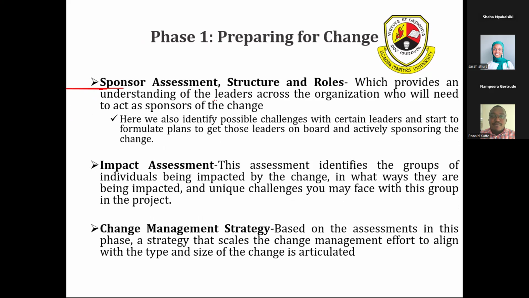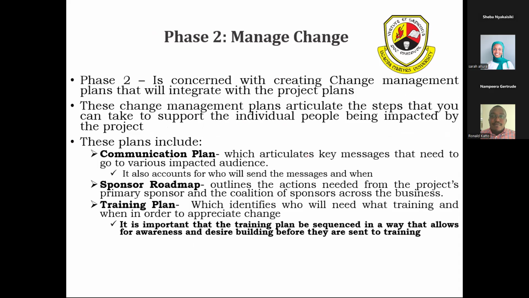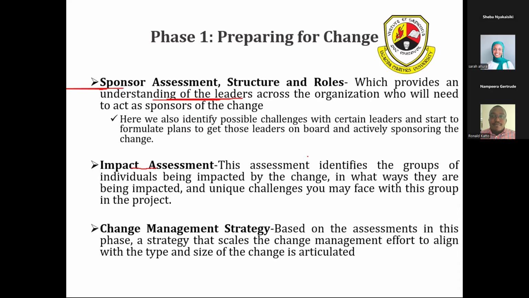So these sponsors are the ones who provide leadership across the organization, so they are going to be the sponsors of change. Impact assessment. So here you identify the groups or the people who are going to be involved and what change is going to happen to them. So this helps a lot in identifying possible areas of resistance, who you need to communicate to, and the doubts that you need to address.